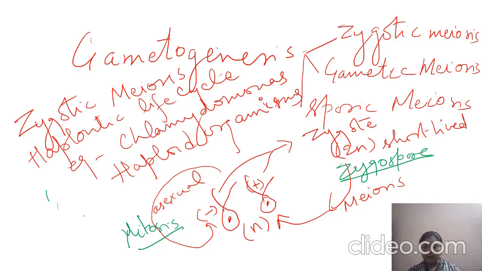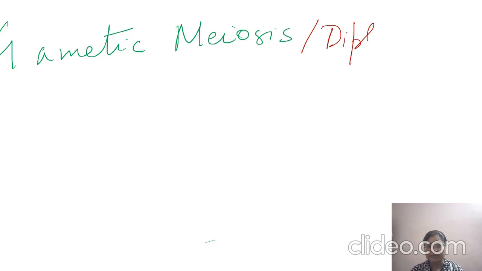Now moving on to your gametic meiosis. So coming towards your gametic meiosis. Now, in case of gametic meiosis, we can also call it the diplontic life cycle. Okay, diplontic life cycle. Okay.